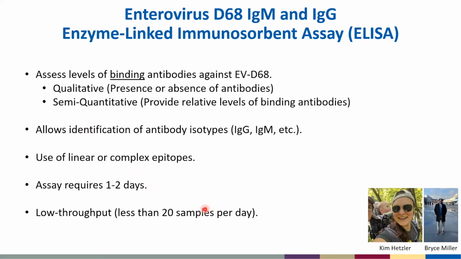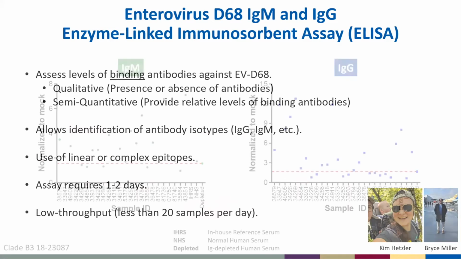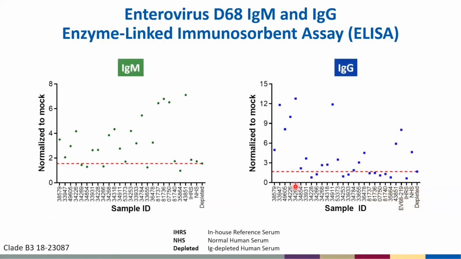It's about a log, I guess, if you want to think about it. So with the microneutralization assay, you get 200 samples a day. With the ELISA, you're only doing about 20 per day. So this is an example of what the data looks like, and this is using an ELISA against a clade B3 virus that's shown right here.